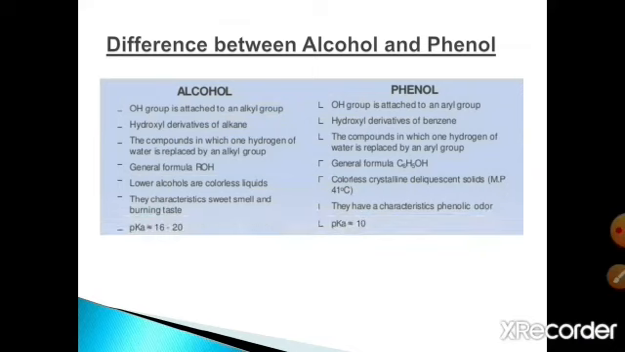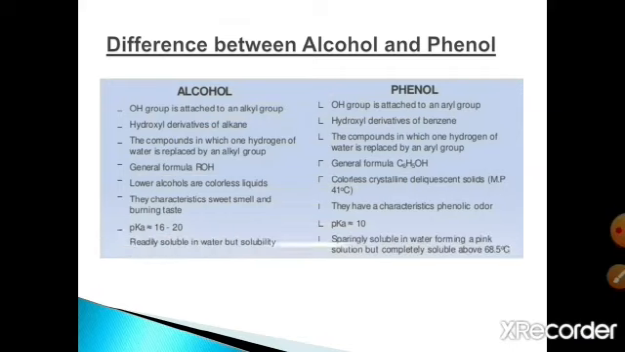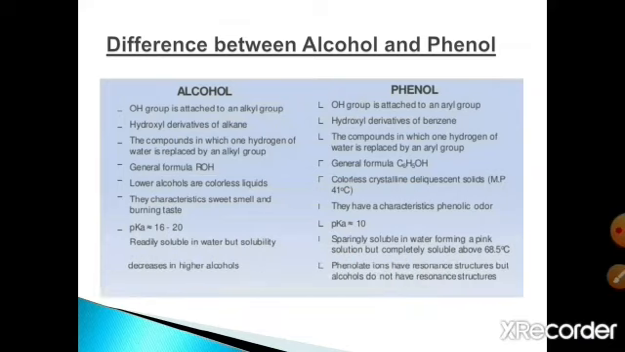The pKa value of alcohol is 16 to 20 and the pKa value of phenol is 10. Phenol is more acidic than alcohol because the pKa value of phenol is less than that of alcohol, and a lower pKa value means more acidic character. Alcohols are readily soluble in water, but solubility decreases in higher alcohols, while phenol at room temperature is sparingly soluble in water, forming a pink color. And the phenolate ion has some resonating structures, but alcohol doesn't have any resonating structure.